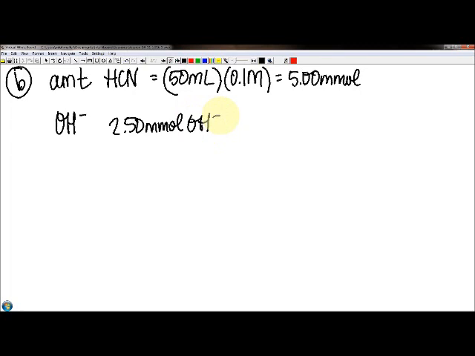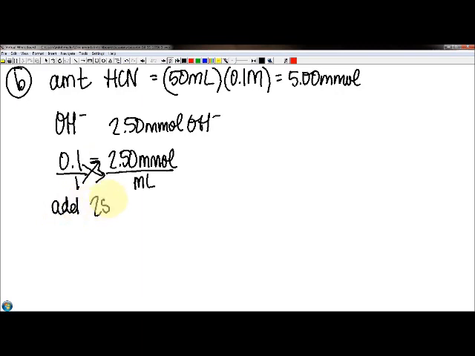Okay, and so then now, if we know that it's a 0.1 molar solution and we are adding 2.5 millimoles, then we just need to know our milliliters. And so doing a little cross multiplication, we can find out that we need to add 25 milliliters of the NaOH to reach this halfway point. Okay?